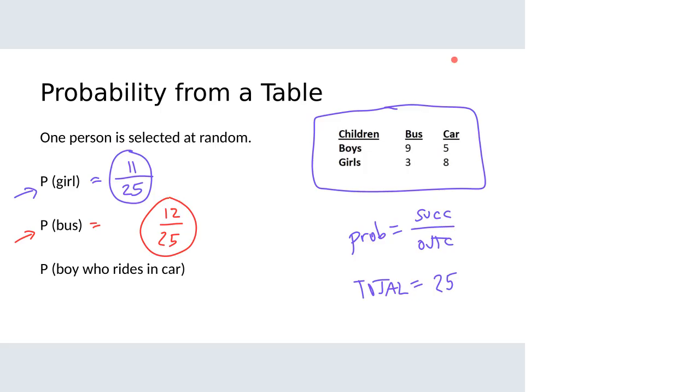And then finally, this last one down here, a boy who rides in a car. So for this one, we still have all 25 outcomes, but now we're being really specific about it. We're looking for boys who ride in a car. So boys who ride in a car, there's 5 of those. And so the probability of getting a boy who rides in a car is 5 out of 25. I remember probability from a table going extremely well when we did those. So my guess is the same thing is true here.